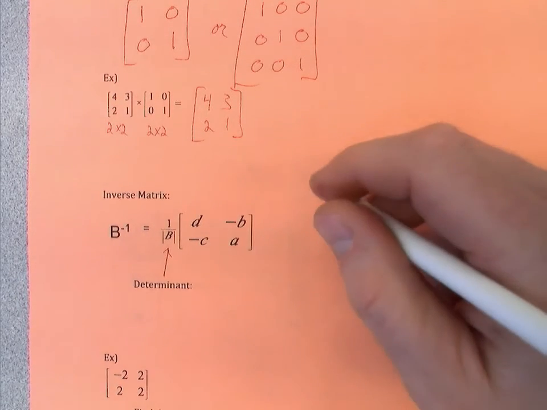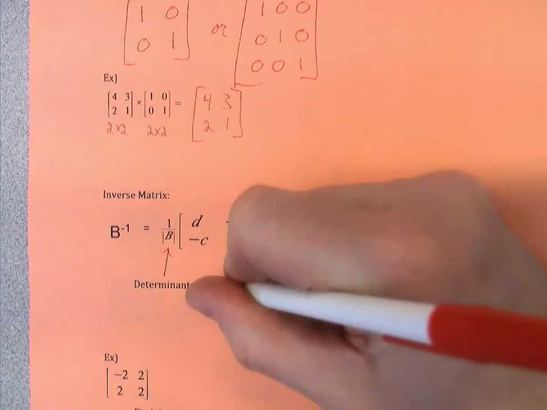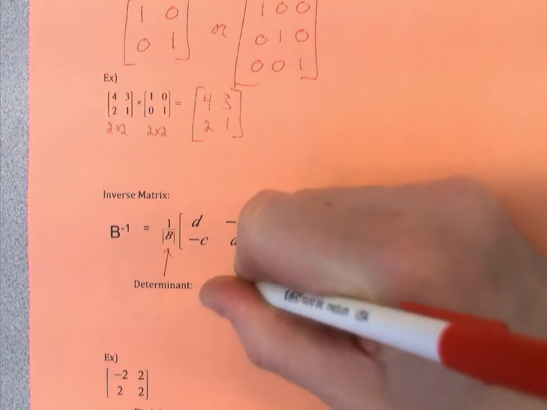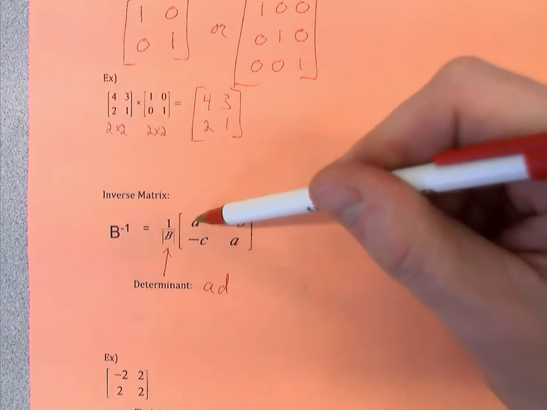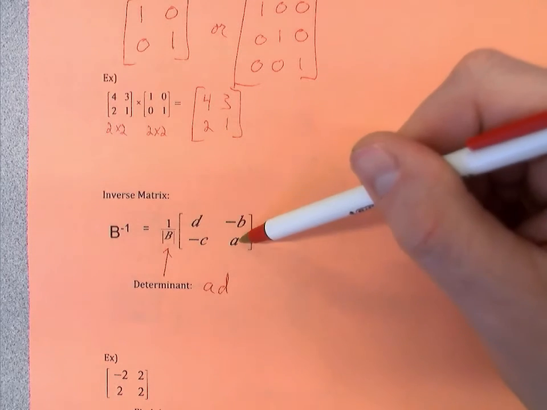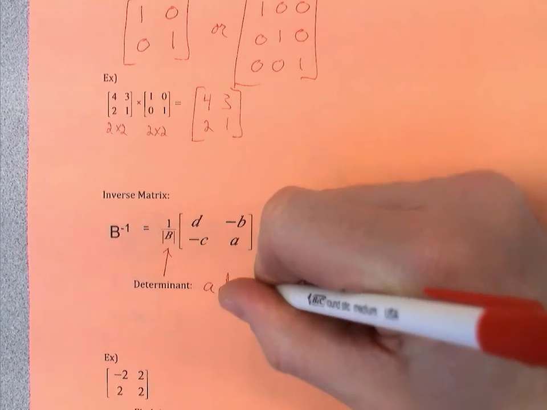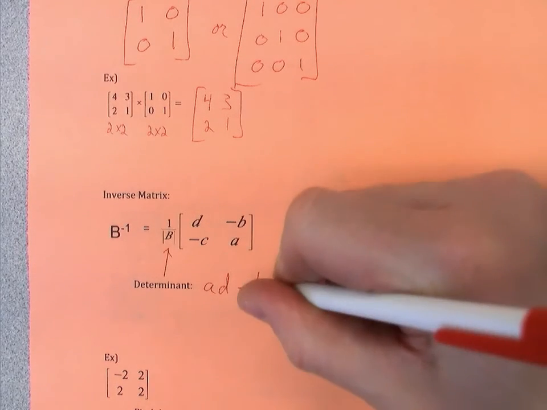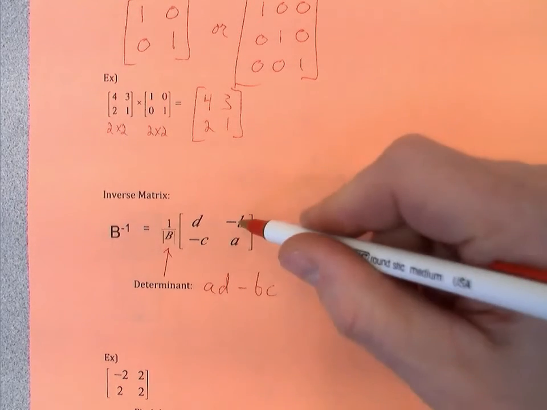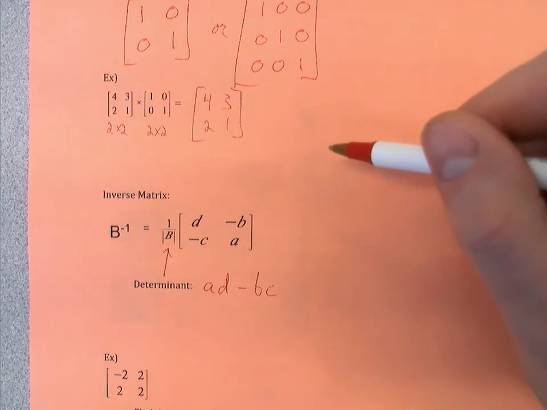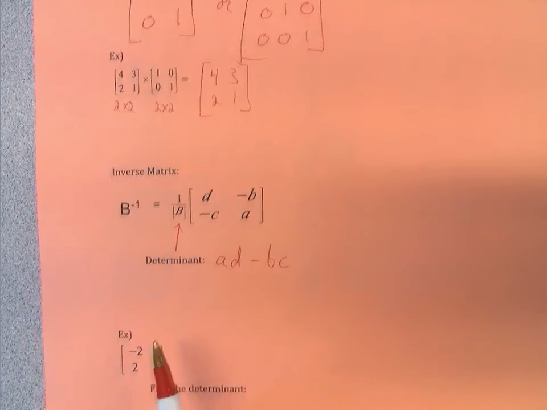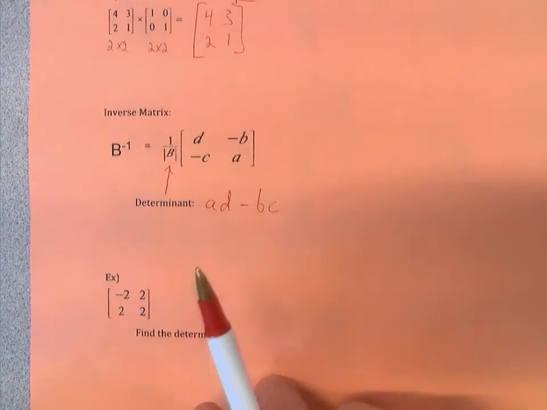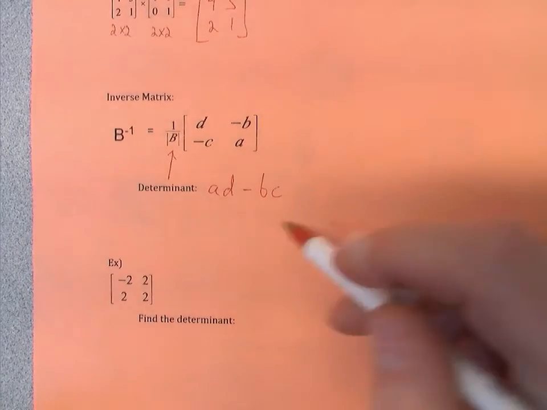The way we calculate the determinant is we take A times D. What I mean by A times D is this A and this D, so this first position and this fourth position. And then we subtract it from B times C, which would be these two values. Okay, so we want to know what this would look like in an example. So let's look at this first example and see how this works out.